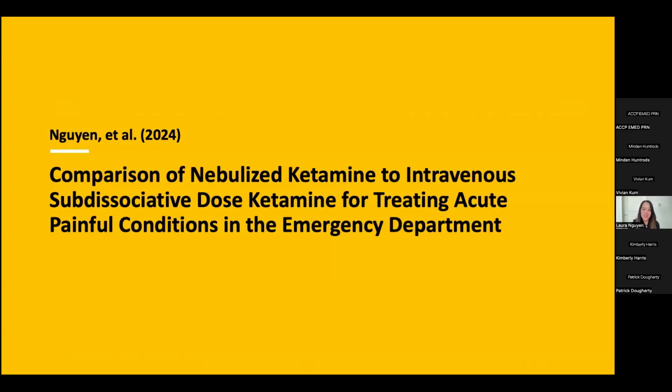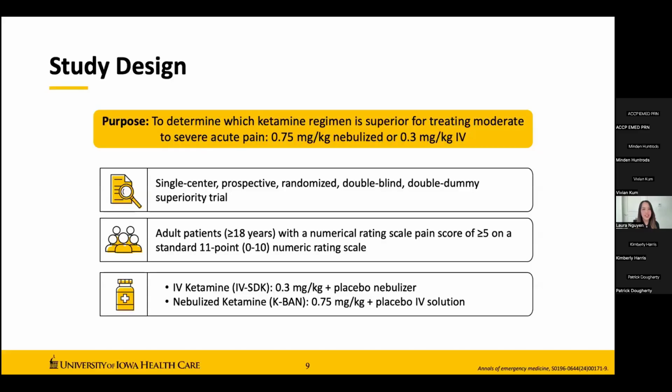So this brings us to the article that we'll be talking about today, which is the comparison of nebulized ketamine to IV subdissociative dose ketamine for treating acute painful conditions in the emergency department. This was a single-center, prospective, randomized, double-blind, double-dummy superiority trial that aimed to determine which ketamine regimen is superior for treating moderate to severe acute pain. So patients either received 0.75 mg per kg nebulized versus 0.3 mg per kg IV ketamine.